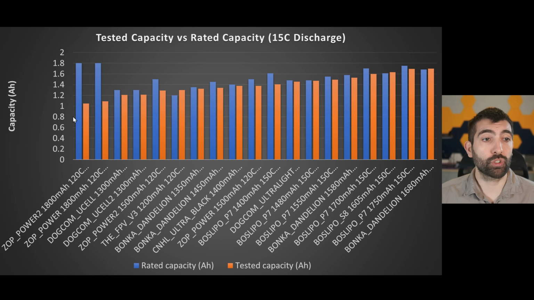For example, let's look at the ZOP-POWER 1800. It might deliver 1800 milliamp hours under a slow 1C discharge, but under a 15C discharge, like we do in FPV, less than 1100. It's basically half or a little bit more than half its rated capacity. So it's a huge difference that you are definitely going to notice in flight.